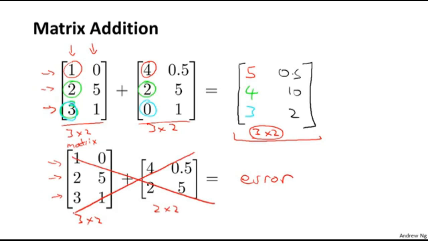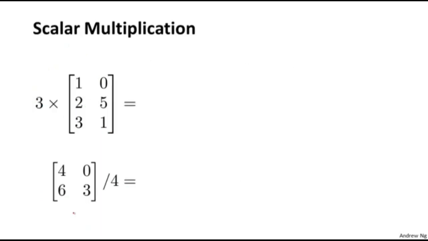So that's matrix addition. Next, let's talk about multiplying matrices by a scalar number. And a scalar is just maybe an overly fancy term for a real number. Right? The scalar just means real number. So let's take the number 3 and multiply it by this matrix. If you do that, the result is pretty much what you'd expect. You just take your elements of the matrix and multiply them by 3 one at a time.